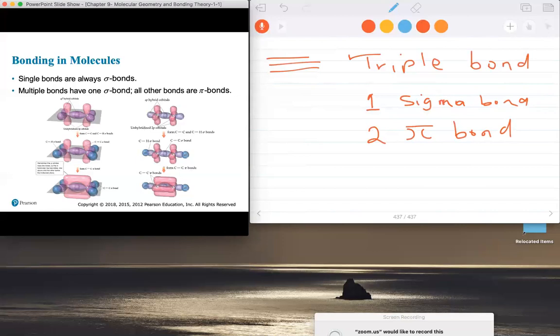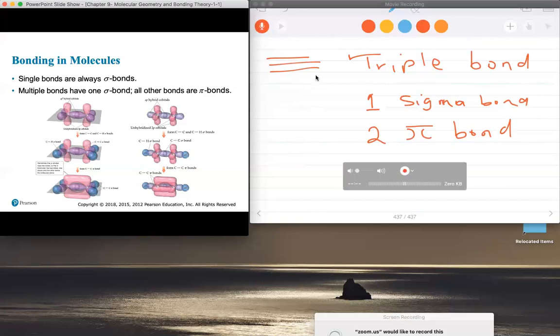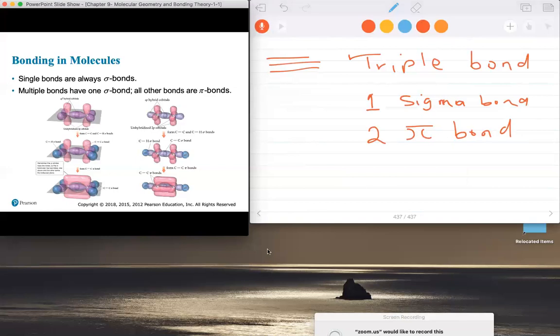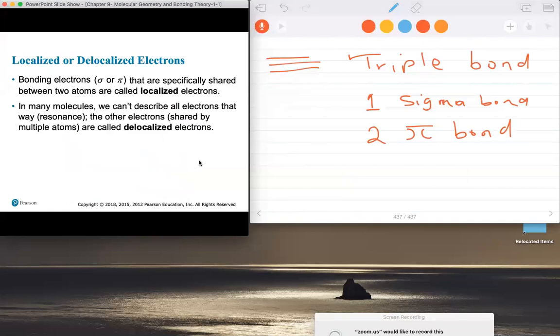What makes up the triple bond? What makes up the double bond? For multiple bonds, there is one sigma bond, and the rest are pi bonds. There is one sigma and one pi bond for a double bond. In a triple bond, there is one sigma and there are 2 pi bonds. We can't go beyond that. I'm not going to ask you questions beyond knowing what constitutes a double bond and a triple bond from the sigma and the pi bond explanation.